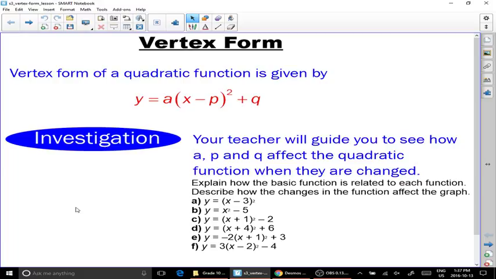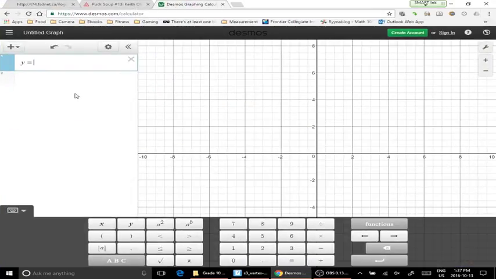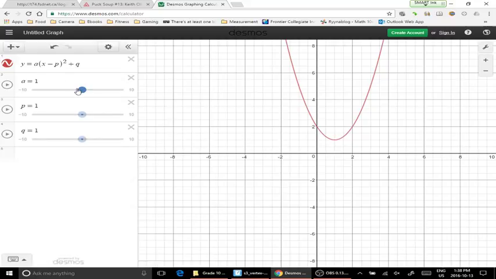So the investigation part of this says your teacher will guide you to see how a, p, and q affect the quadratic function when they're changed. You don't have to have Desmos because I've got Desmos right here, and I'm going to type in that equation. In this screenshot, we see that we can change the values of a, p, and q. We have to see what changing a, p, and q does to the red parabola pictured right here.